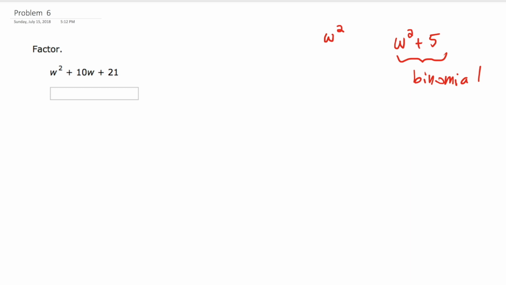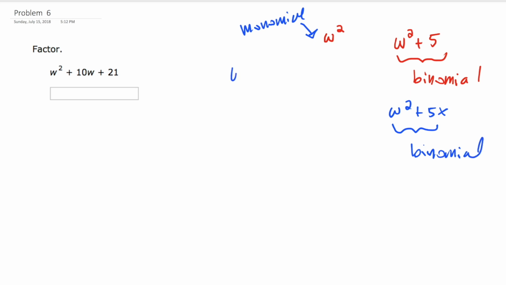Okay, then. What about w squared plus 5x? What would that be called? Monomial. This guy's called a binomial again. What about w squared plus 5x plus 3? What would that be called? Trinomial.